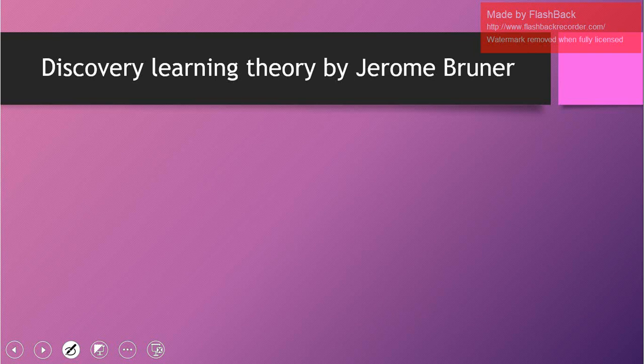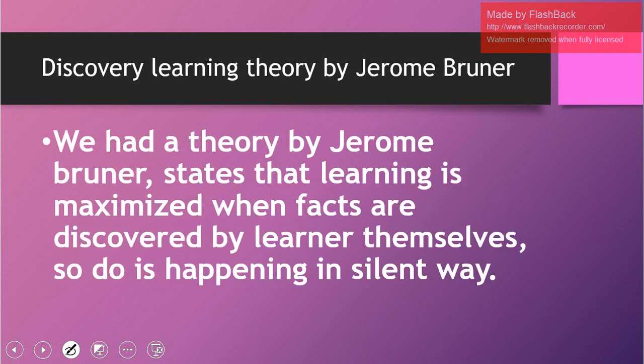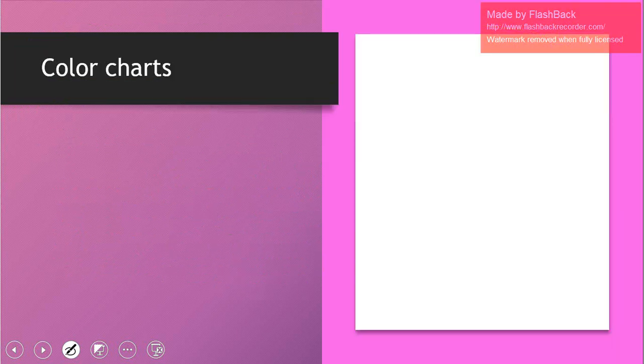Let's integrate discovery learning theory by Jerome Bruner, which I was talking about. The theory by Jerome Bruner states that learning is maximized when facts or anything are discovered by learners themselves. The same is happening in the silent way. So we can say that the silent way of language learning has integrated this discovery learning theory. He was a psychologist, and this theory was used in different ways in language learning, in language teaching.